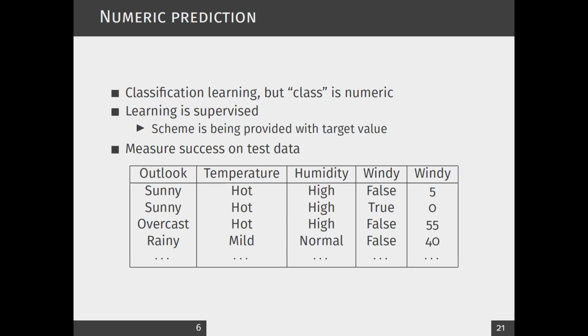So then the last one we call numeric prediction. In numeric prediction, instead of a class, actually this should be play time. So the number represents how many minutes, for example, they can play, right? So the scheme is provided with a target value. And then again, the measurement for success is based on the test data.